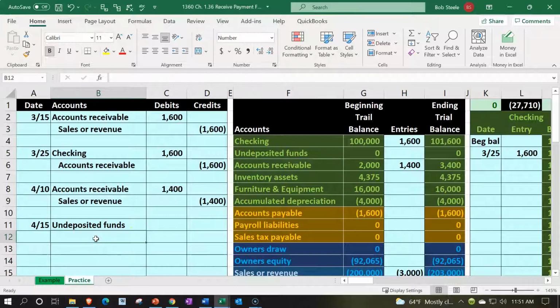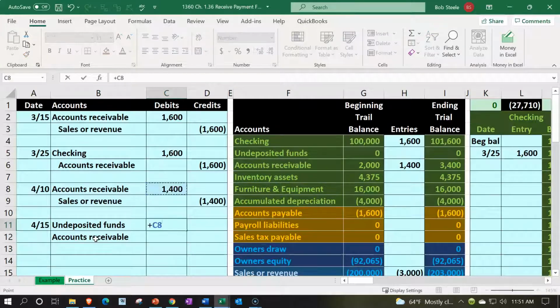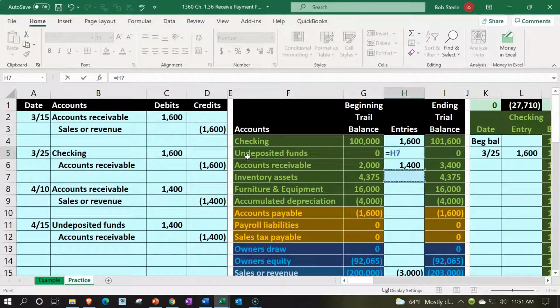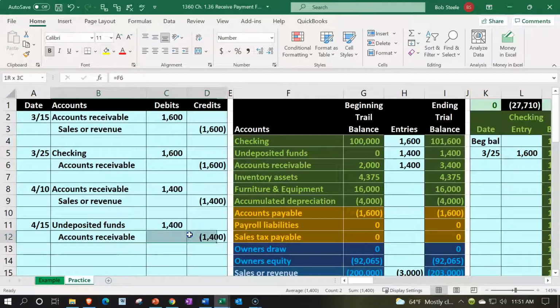Okay, so then the other side is going to go to the accounts receivable account. And this is going to be for that 1,400. We're imagining we are getting paid by this now. Same thing, except that we're going into a different cash account. So we're going into undeposited funds. That's in H5 equals that 1,400. And then the receivable is going down.